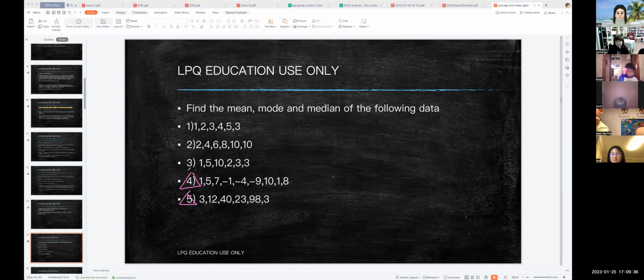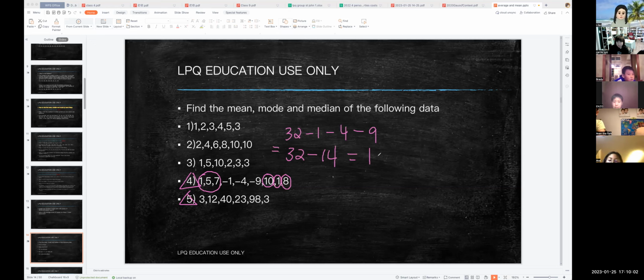Okay, so everybody, let's take a look at number 4, okay? So we add them together. So 1 plus 5 plus 7 equals 13, and 13 plus 10 equals 23, and 23 plus 1 equals 24, and 24 plus 8 equals 32. But remember, we need to subtract 1, 4, and 9. So altogether it is 32 minus 14 equals 18.